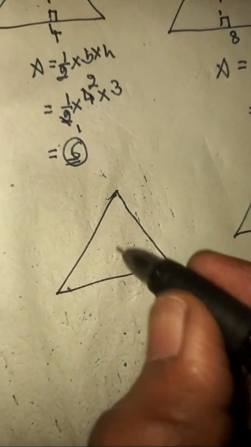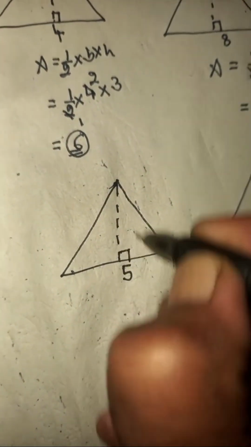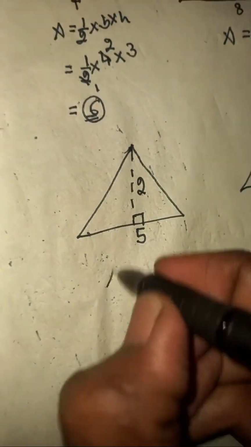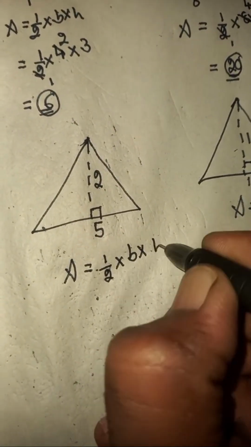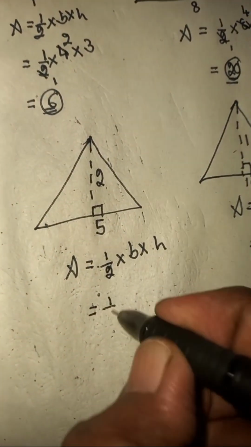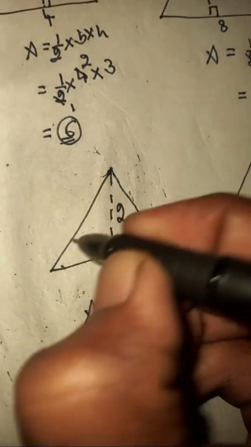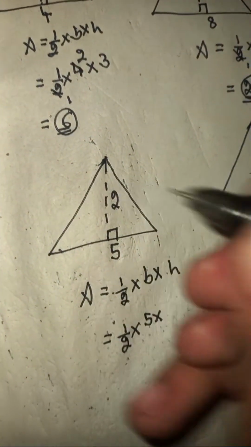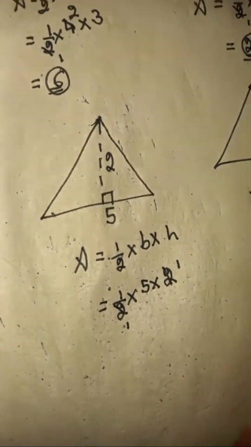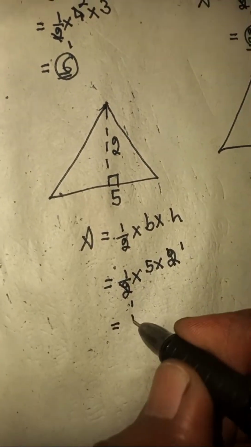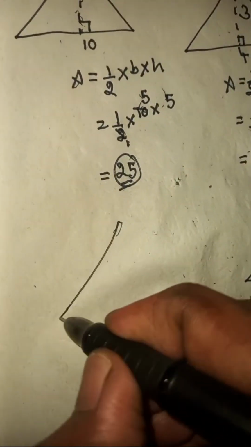Here the base length is 5 units and the perpendicular height is going to be 2 units. Now the area is half times base times perpendicular height. That means half times 5 times the perpendicular height 2. Now cancel this 2 with this 2, 2 1 times, 2 1 times. It's going to become 5 square units. Let's take one more triangle.